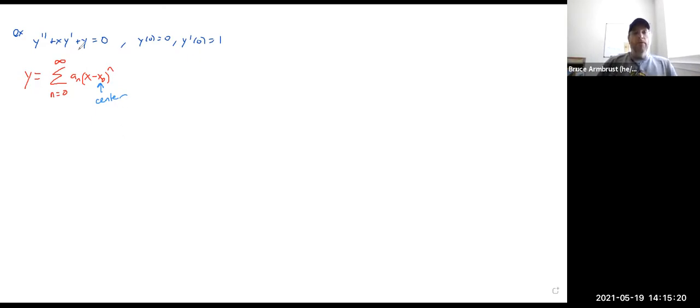Okay, now when we're doing one of these where we have initial conditions, we're going to use the initial conditions to determine what x naught we're going to use. So in this specific example, since we're doing y of 0 equals 0 and y prime of 0 equals 0, we're going to choose x naught to equal 0.